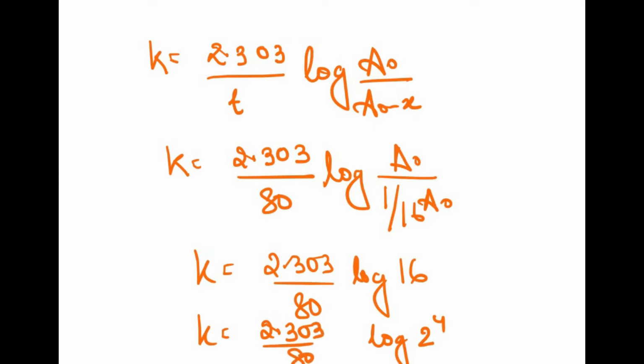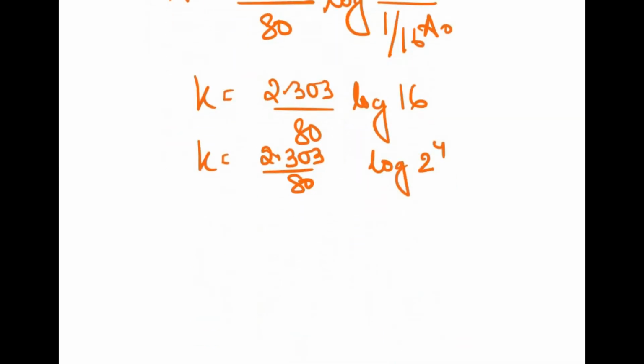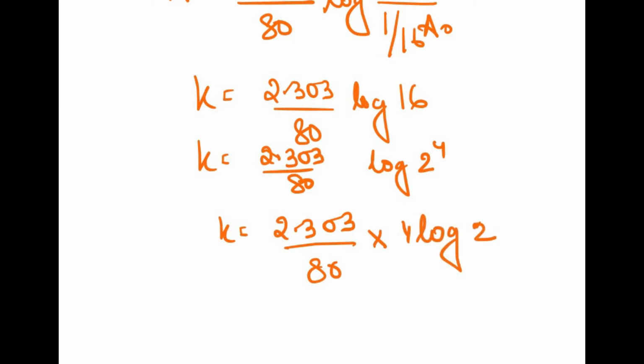Correct? Now, we can write it as K is equal to 2.303 by 80 into 4 log 2. This is 20 times. Keep it that way. Then log 2 would be having a value of 0.30.